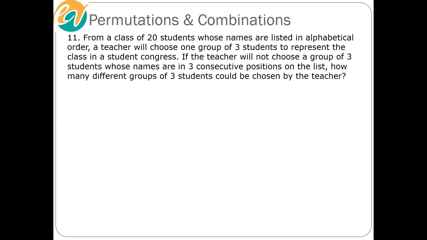Out of 20 students, how many students do we have to choose? 3 students. So if there was no constraint, this would have been easy. In how many ways can we choose 3 students out of 20 students? The answer obviously would have been 20C3. Correct? What's the constraint here, however? The teacher will not choose a group of 3 students whose names are in 3 consecutive positions on the list.